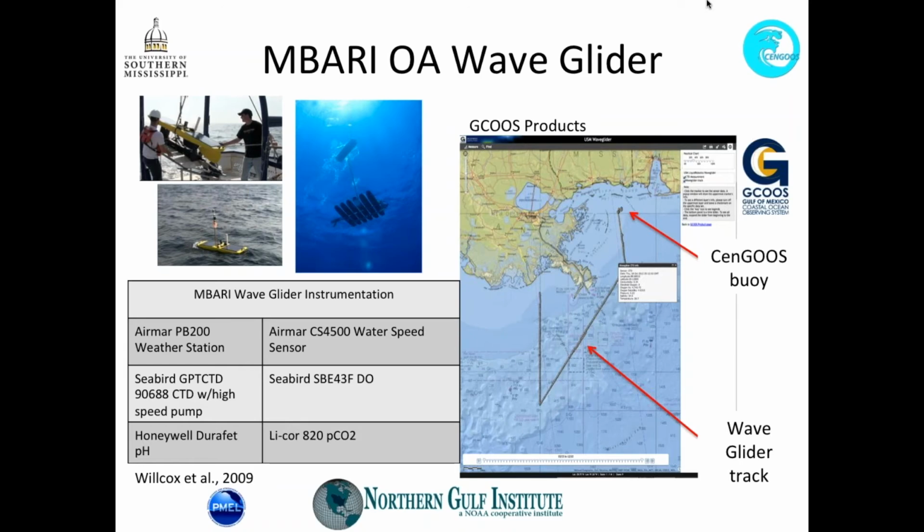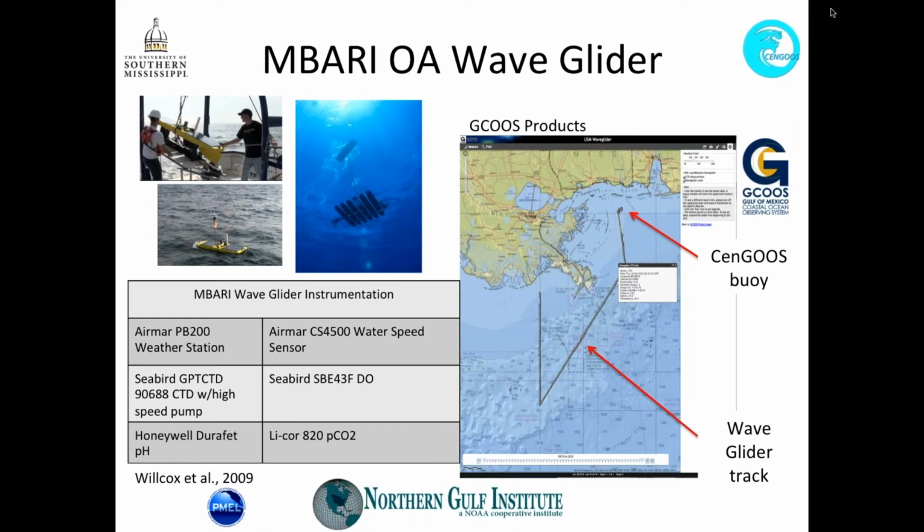The instrumentation package on the wave glider, it was an MBARI wave glider, and you can see the set of instruments on it, which are similar to what's on the buoy. On the right is a GCAN product that was developed to show the glider location and its data. When the glider was out there, it was plotting live and people could click on it and see what it was measuring.